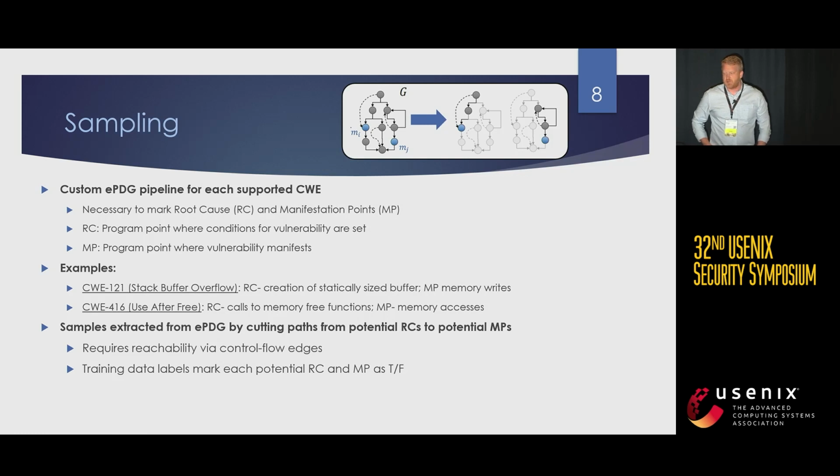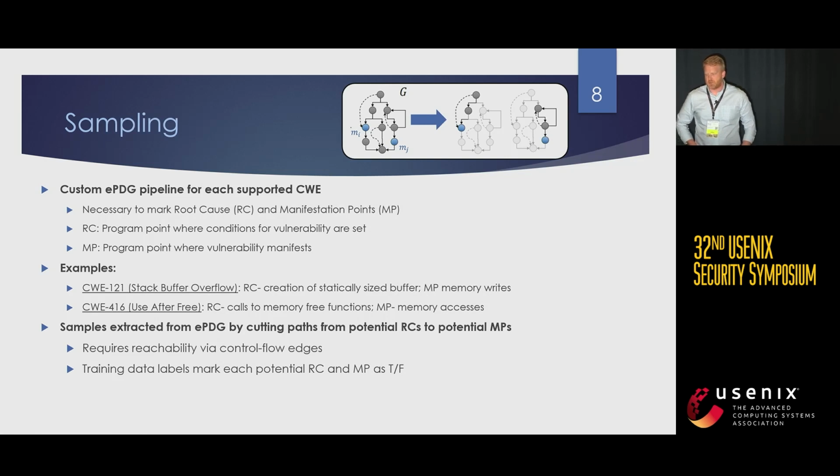Now that we've talked about how we've produced the ePDGs, let's talk about how we generate samples. VulChecker conceptually treats vulnerabilities in source code as subgraphs. These subgraphs are marked and excised from the PDG by marking potential manifestation points and potential root cause points. Stated very abstractly, the root cause point in a program for a vulnerability is the program point at which the vulnerability's conditions are set for it to manifest later in the program. The manifestation point is the program point where the vulnerability is actually triggered or its effects become apparent.